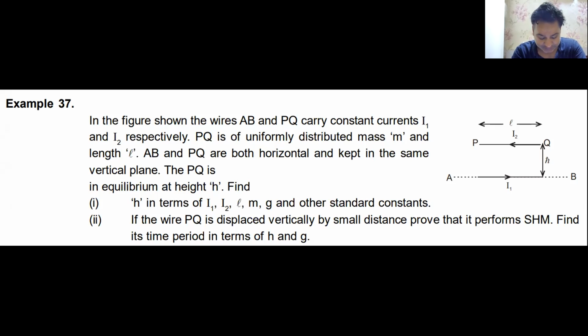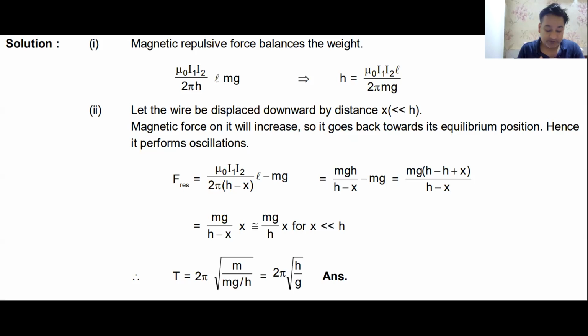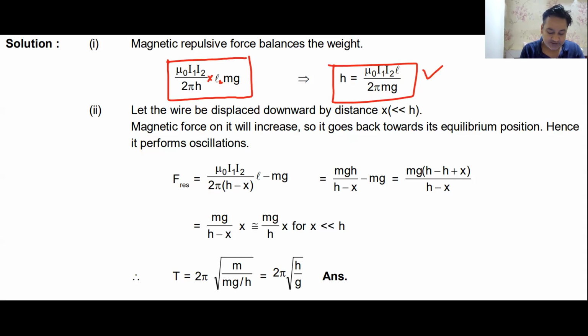The first part is pretty simple. You can easily find the value of h because the weight which is trying to pull the wire downwards must be balanced by the magnetic force between the two wires. Mu naught I1 I2 divided by 2 pi h, into L, shall be equal to mg. From here you will get the value of h. You got it, yes or no?